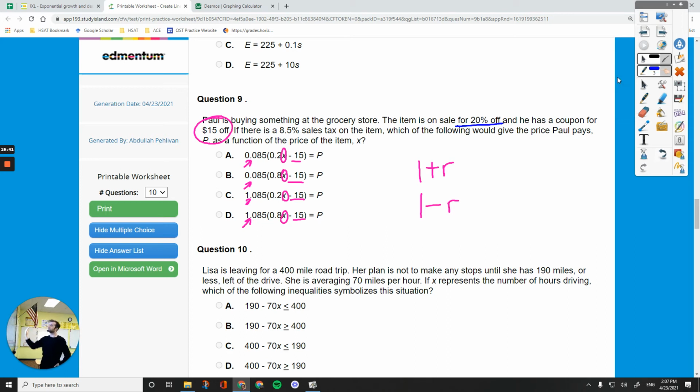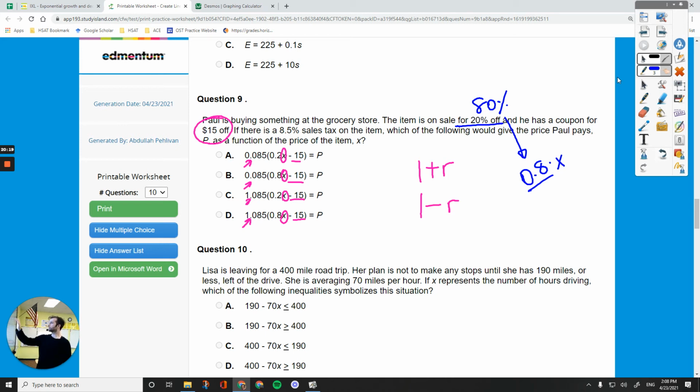If it is on sale for 20%, the discount is 20%. Then how much is Paul going to pay? Is he going to pay 20% of the whole thing, or is he going to pay the rest? He's going to pay the rest. So he has 100%. Take out that 20%. The rest is 80%. He will pay that amount of the original. So 80% as a decimal is 0.8, and he multiplies this by the original amount. So 0.8 times x is what we need.